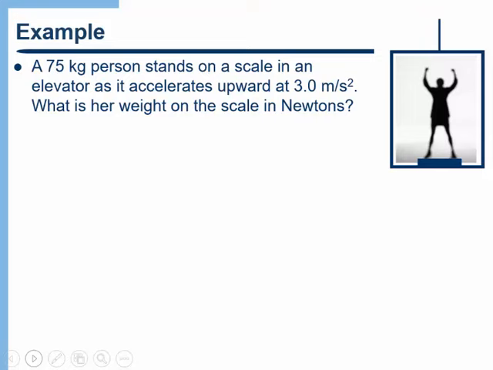So the first thing we have to understand is, how does the weight that the scale registers relate to what we know about? Well, what a scale registers is the force pushing down on it. But the force that the person exerts down on the scale, from Newton's third law, is the same in magnitude as the force the scale exerts up on the person. Well, that's just the normal force. So the normal force is going to give us the scale reading. Okay, and again, simply because of Newton's third law.